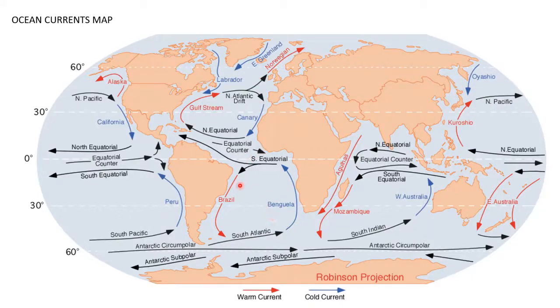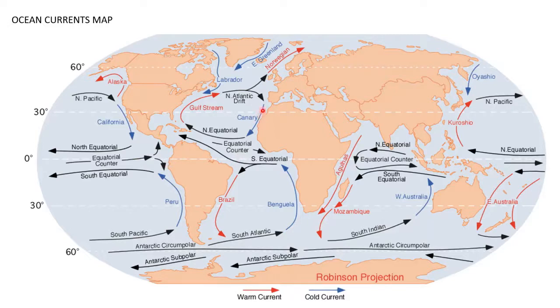While in the southern hemisphere, South Atlantic, Brazil current is the western boundary current. Agulhas current is the western boundary current in the Indian Ocean, and East Australian current is the western boundary current in the South Pacific Ocean. Once we come to the eastern boundary currents, the California current is the eastern boundary current in the North Pacific, while the Peru current, which is also called Humboldt current, is the eastern boundary current in the South Pacific.